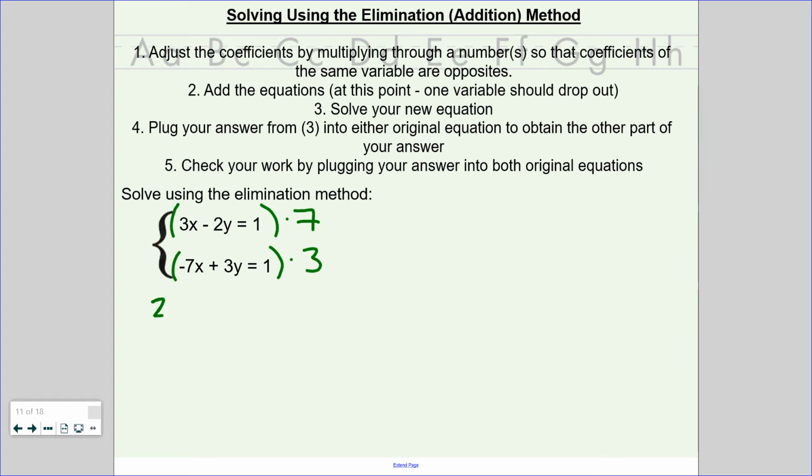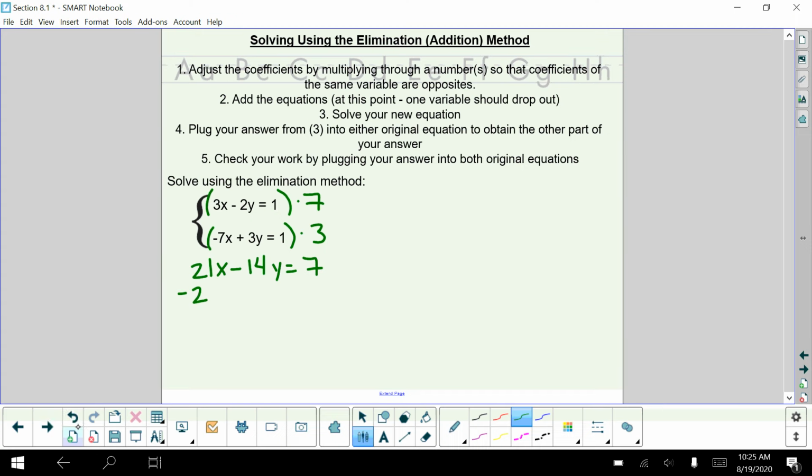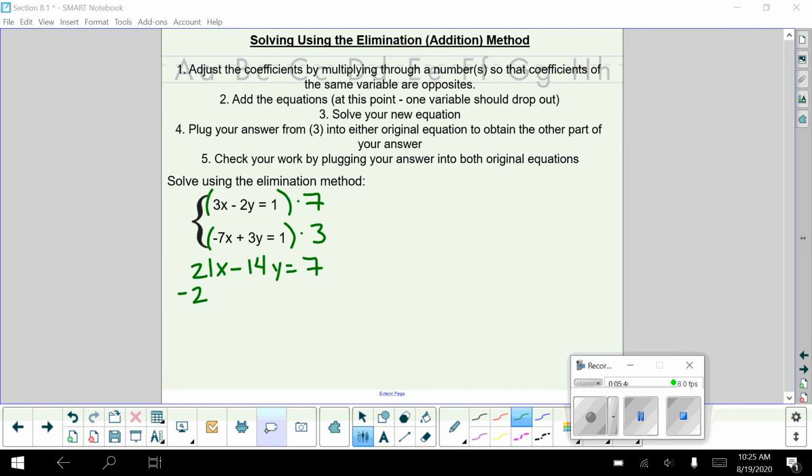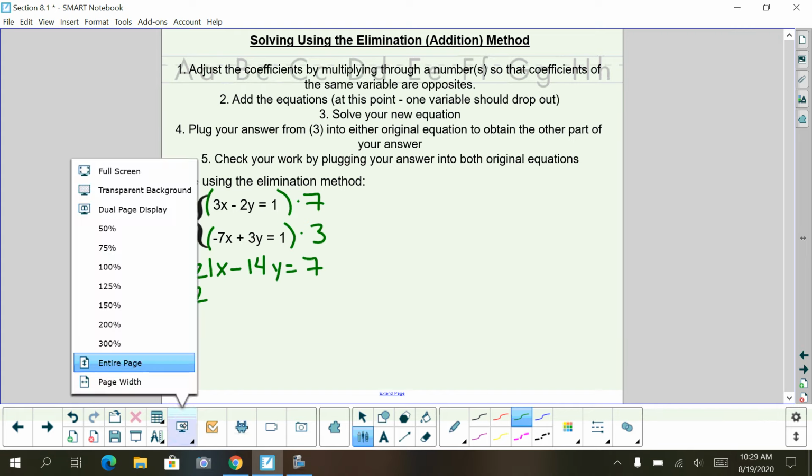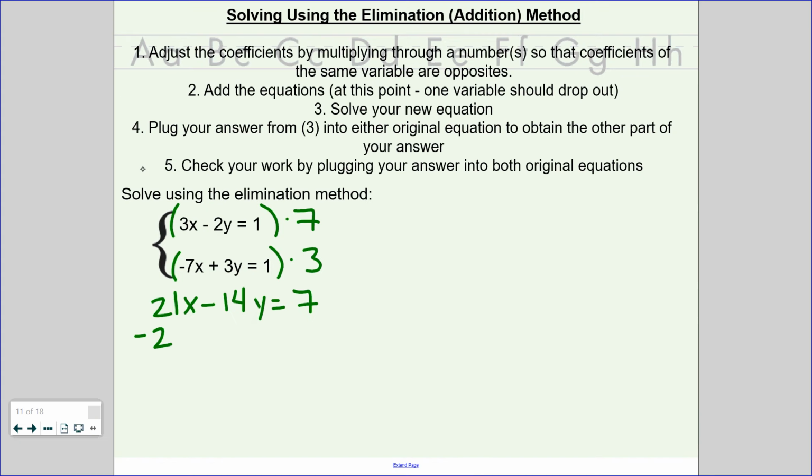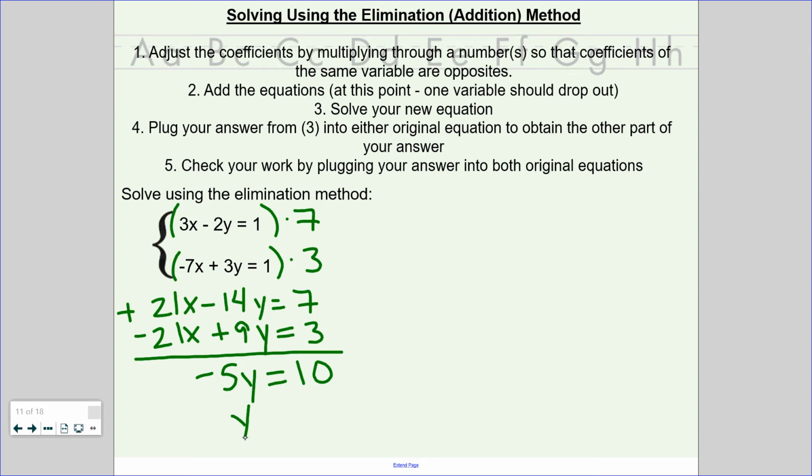Distribute the 7 through the top. 21x minus 14y equals 7. Distribute the 3 through the bottom equation. I have negative 21x, positive 9y, and 3. Add my equations together. X's will cancel, negative 5y and a 10. Divide by negative 5, we're going to get y is negative 2.